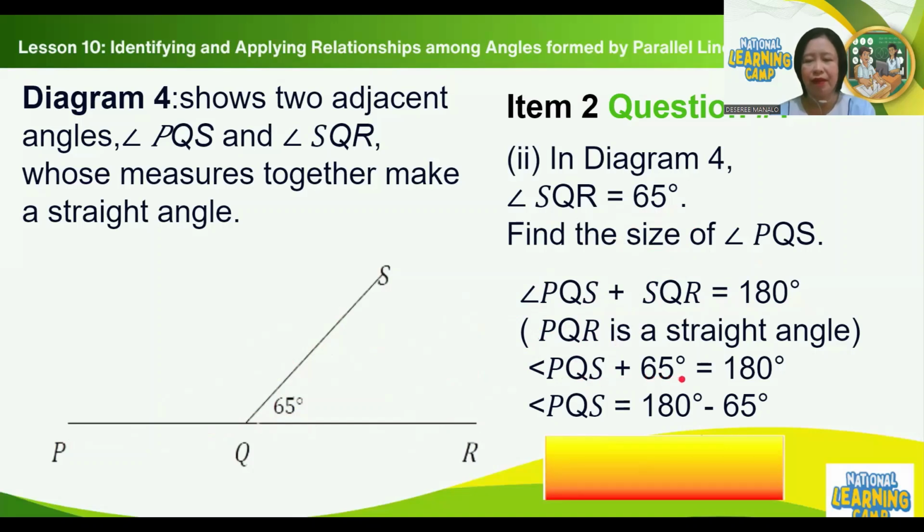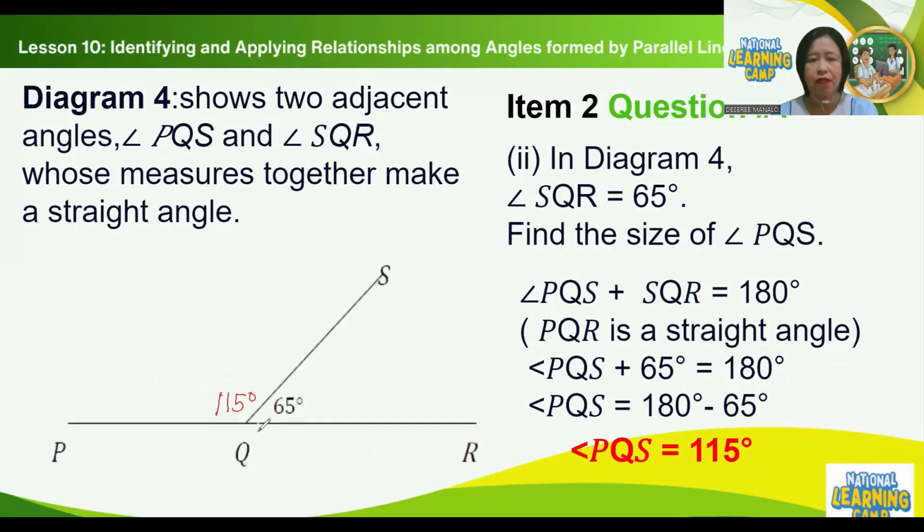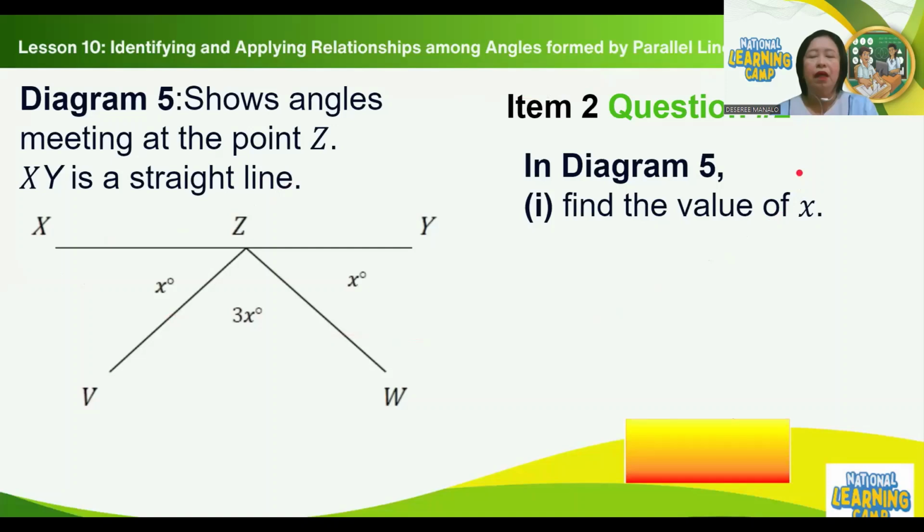So PQS plus 65 degrees is equivalent to 180 degrees. Therefore, 180 degrees minus 65. So you can subtract it, 180 minus 65. The answer is 115. So therefore, angle PQS is equivalent to 115.